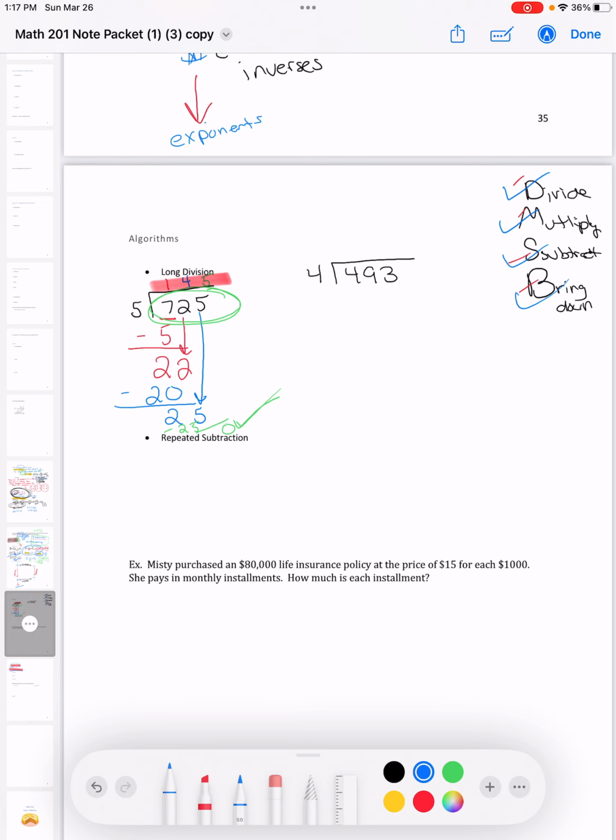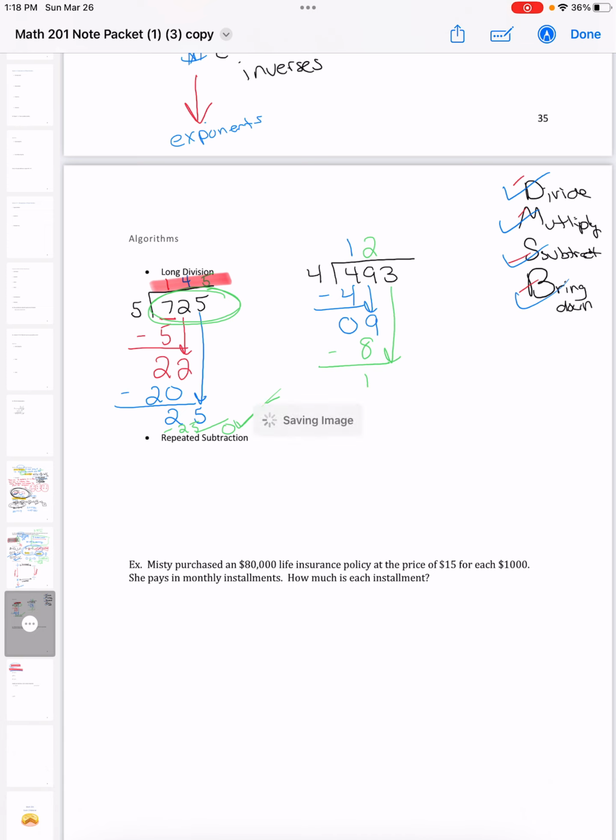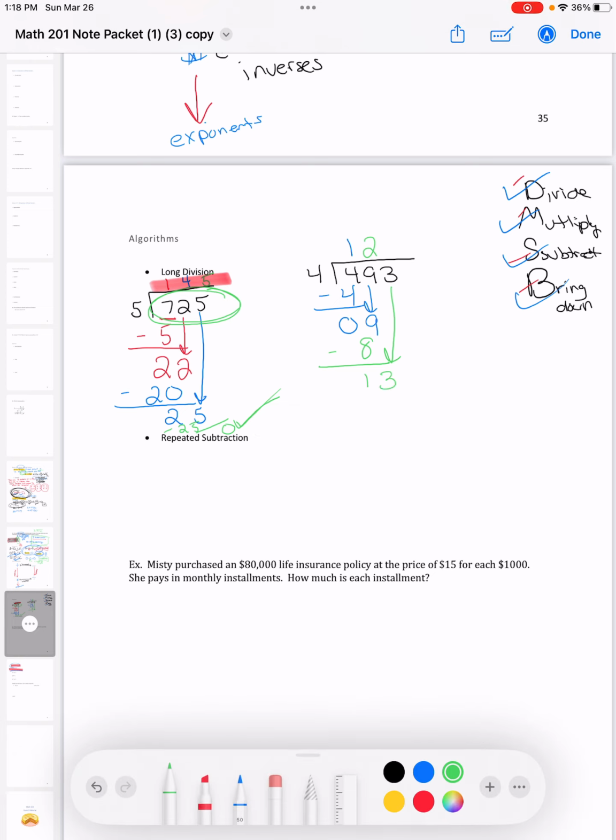All right, let's see how you did. 4 divided by 4 is 1. 1 times 4 is 4. I'm going to subtract and bring down. 9 divided by 4 is 2. 2 times 4 is 8. I'm going to subtract and bring down. I can bring it down. 13 divided by 4 is 3. 3 times 4 is 12, and I have a remainder of 1.